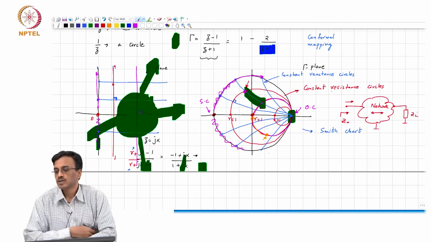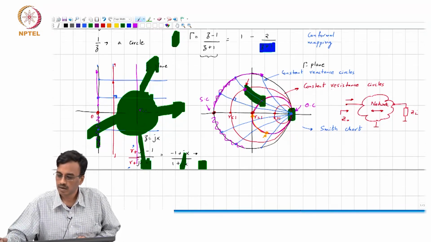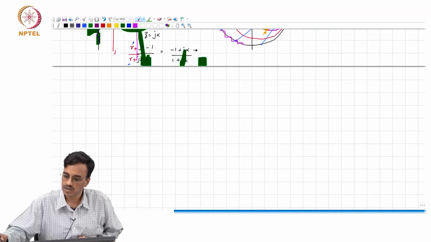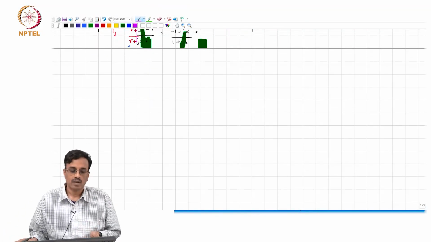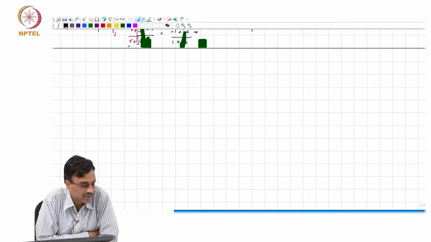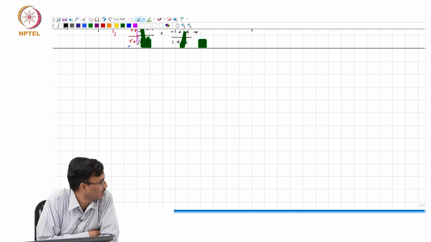Okay. So, that is all that I wanted to say about the Smith chart. The next thing, I mean, a Smith chart is useful and is also historically important.